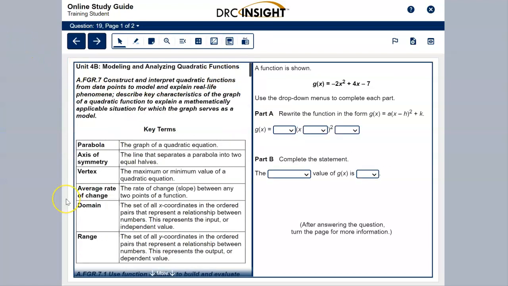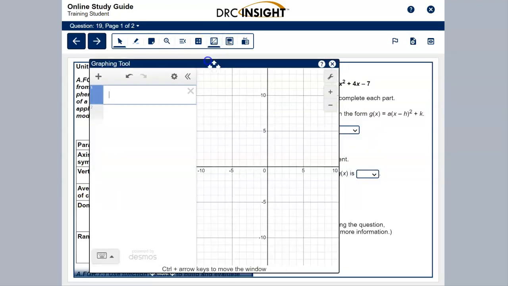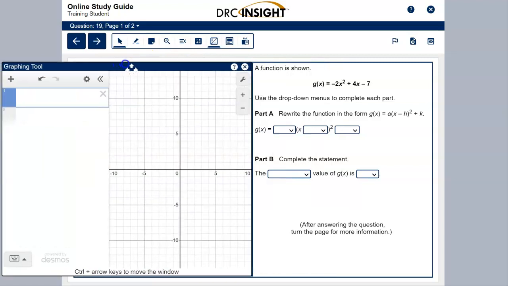We are now on question number 19. And we are going to use our graphing tool again. Again, each time we're using the Desmos graphing calculator to do the problem. So the first thing I'm going to do is type g of x equals, and I'm going to type in the function as it appears at the top. So far, every item today has been quadratics, and that is a big topic on this test. And so now I have my parabola.